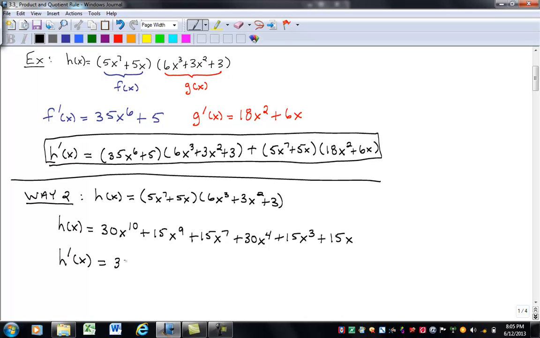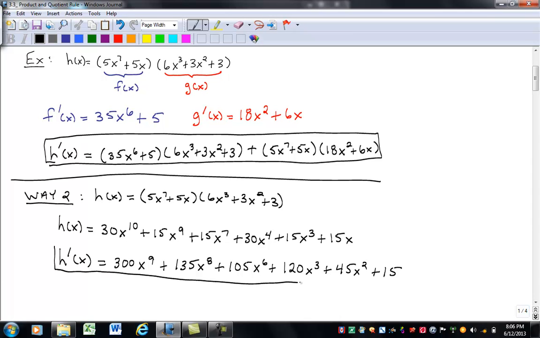10 times 30 is 300, x to the 9th. 15 times 9, I'm sorry, 15 times 9 is 135, x to the 8th. 15 times 7, that's 105, x to the 6th. 30 times 4, that gives me 120, x to the 3rd. 15 times 3 is 45x squared, and the derivative of 15x is 15.